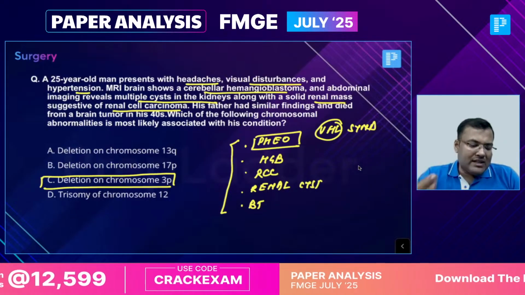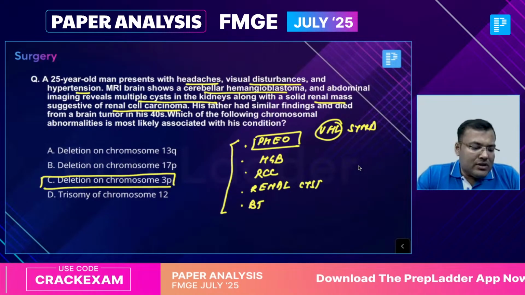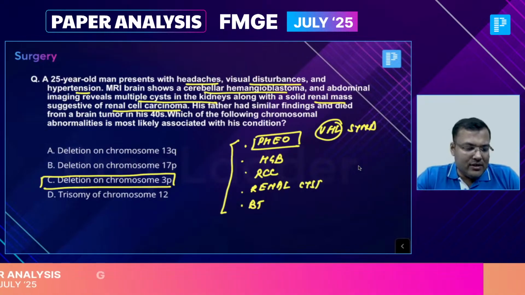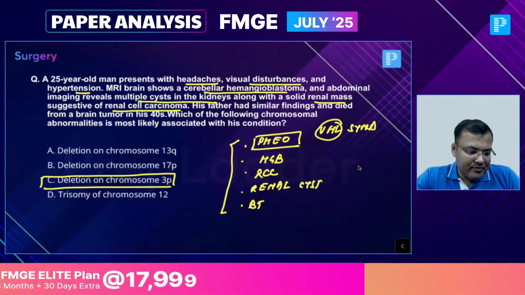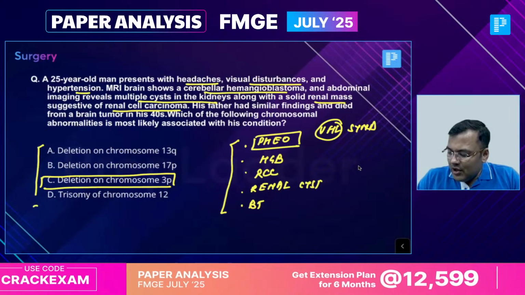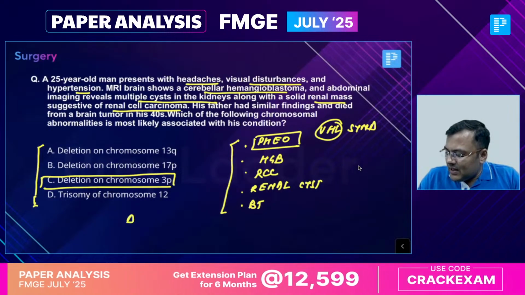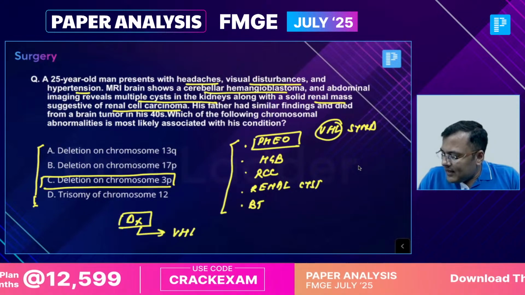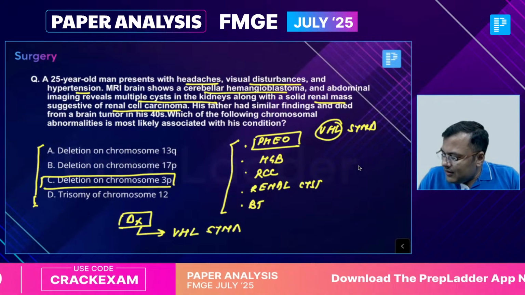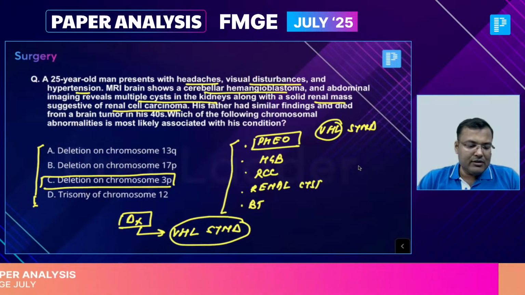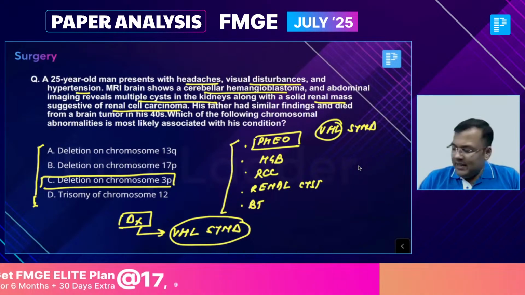Okay, somebody wants to ask, the question directly asked was not about the mutation. It was asked what is the diagnosis? VHL syndrome. The option was not having chromosomes. The option asked for the diagnosis. So the diagnosis is VHL syndrome. Clear? That's the diagnosis. VHL was answered. Very good.